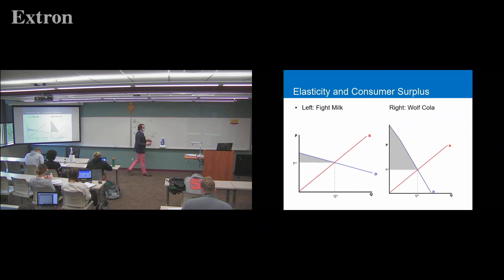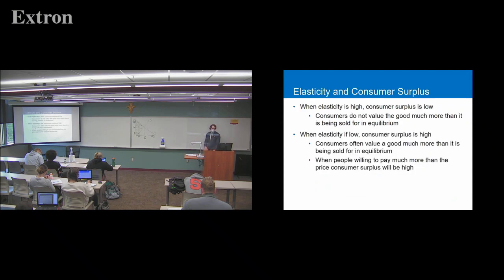So when demand is more inelastic, there's going to be a much larger consumer surplus. There's a lot of consumers that are willing to pay a lot more than they're paying at equilibrium. So when elasticity is high, consumer surplus is low. Consumers don't value the good for a lot more than it's being sold for at equilibrium. And they're going to be a lot more sensitive to any price change because of that.